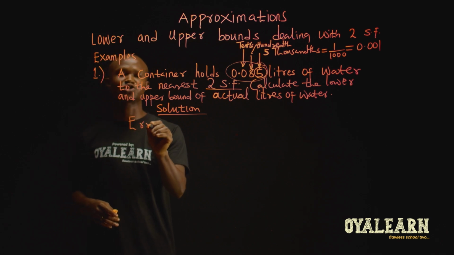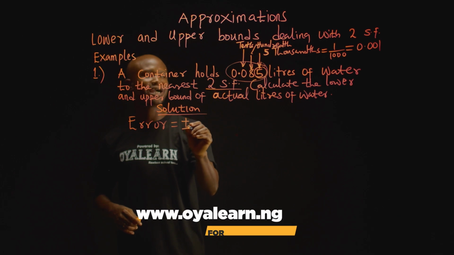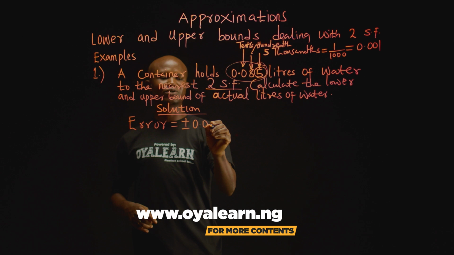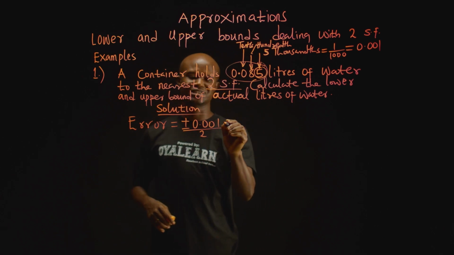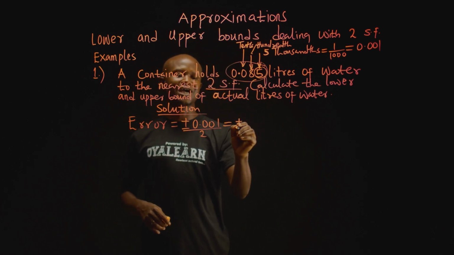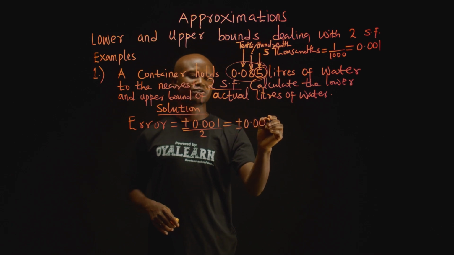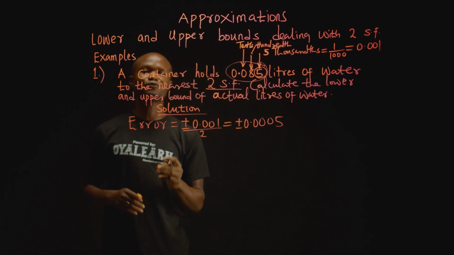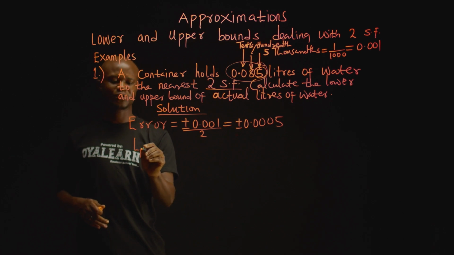We can now calculate our error for the bounds. So what will the error be? We have plus or minus what we have here, which is 0.001 divided by 2. So we're going to divide this. We have plus or minus 0.0005. That's the error.